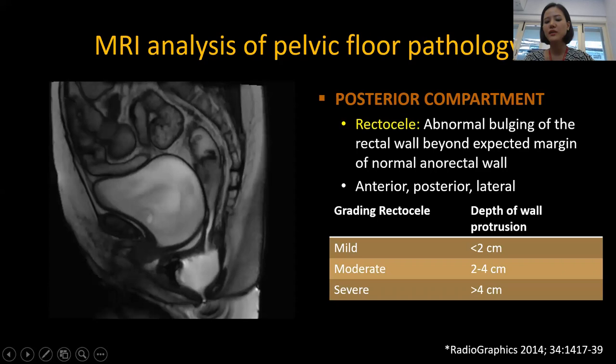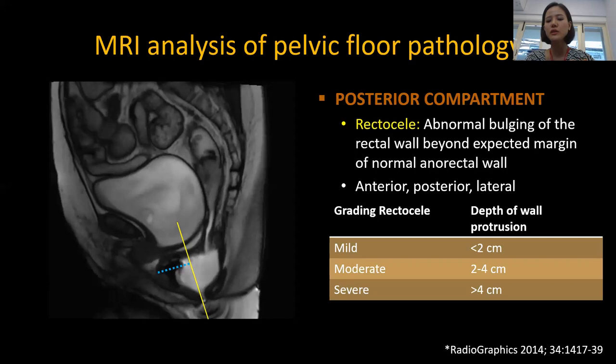A rectocele is abnormal bulging of the rectal wall beyond the expected margin of the normal anorectal wall. First, you should draw an imaginary line along the anterior margin of the anorectal wall. Then we will draw another line perpendicular to this. This is an anterior rectocele. Anterior rectocele is due to a defect of the rectovaginal fascia, and posterior rectocele is less common, due to a defect in the anococcygeal ligament.